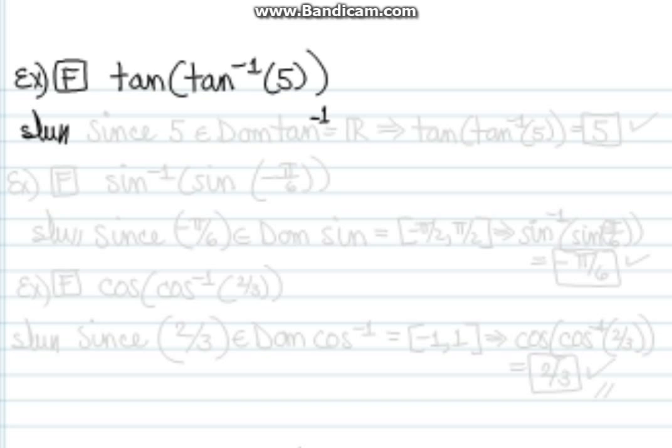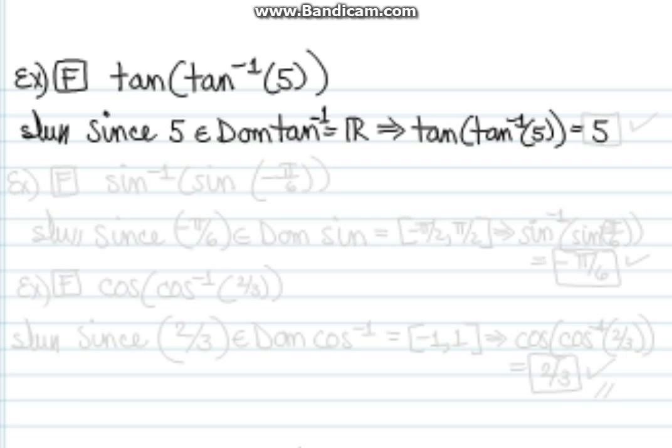We're asked to find the value of this composite function, the tan of tan inverse of 5. Now, the first thing we have to be careful about is that the number 5, the argument, is in the domain of the inner function. Okay, 5 is an element of the domain of tan inverse, which is R, all real numbers. That means that the tan of tan inverse of 5 is equal to 5. It's a simple cancellation. Tan and tan inverse cancel.